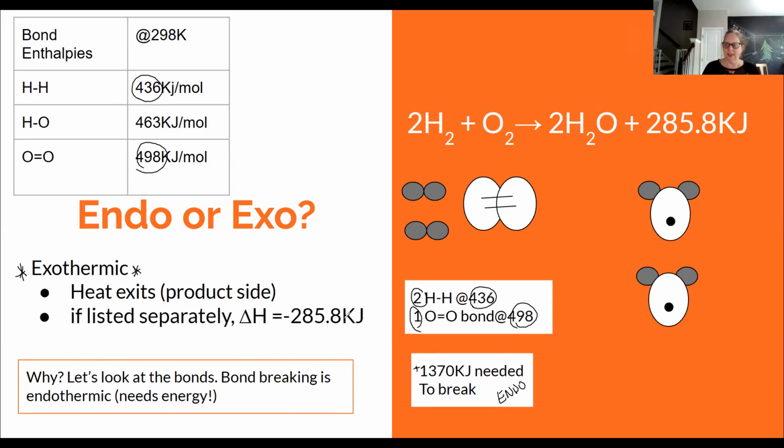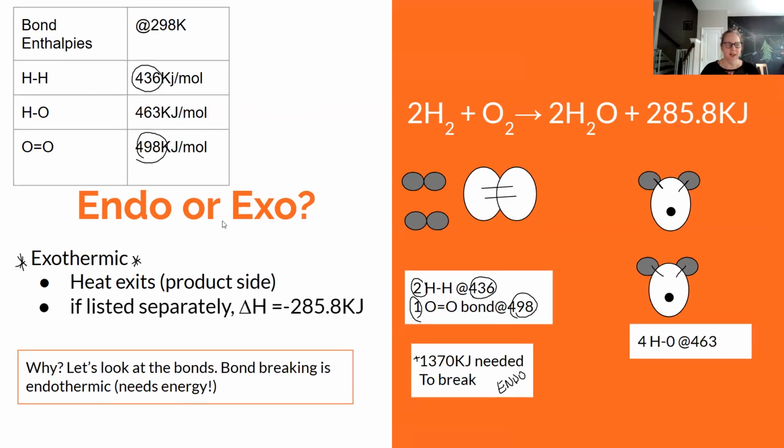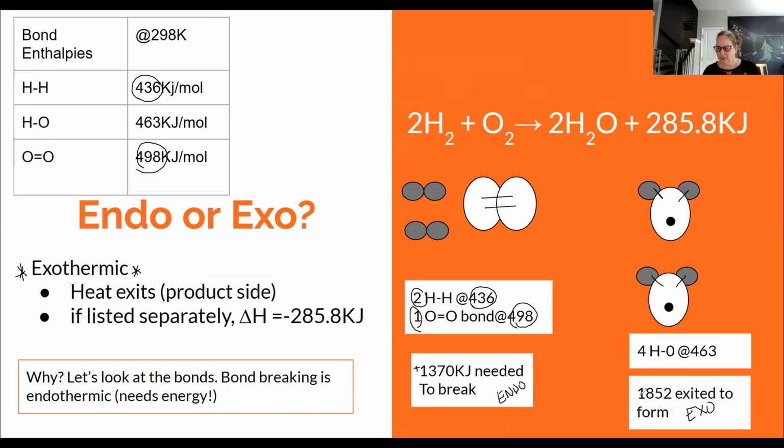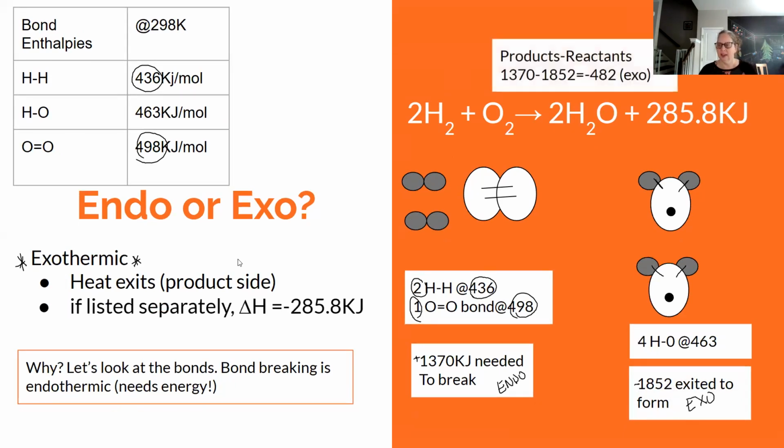Don't just think about it as two waters, though. What does it have? 4 O-H bonds. And the O-H bond is 463. So 4 times 463 is 1852. Okay, exited. So that's exothermic. So that is negative. Put those guys together, and I get an answer that is negative. So that confirms it is exothermic.